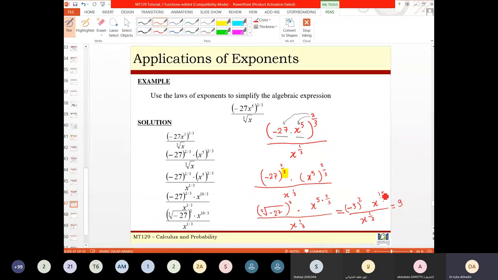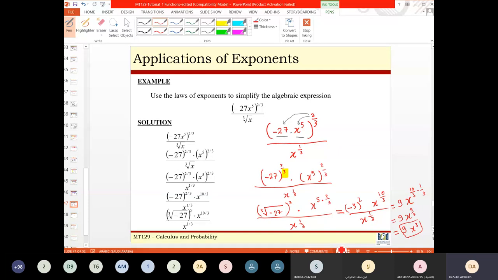Okay. And I have x, numerator and denominator, top and bottom, same base, different power. What should I do here? For x^(10/3) over x^(1/3), we subtract the powers. So 10/3 minus 1/3. So this is 9 x to the power 9/3. This is 9x cubed. And this is the simplest form that we have.